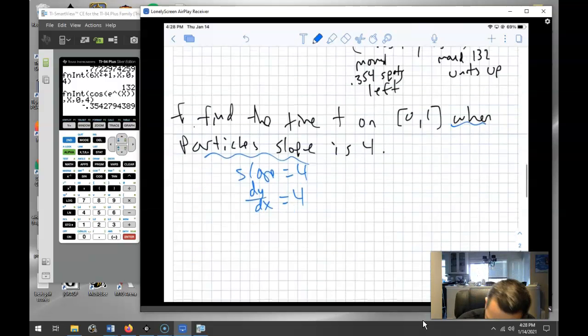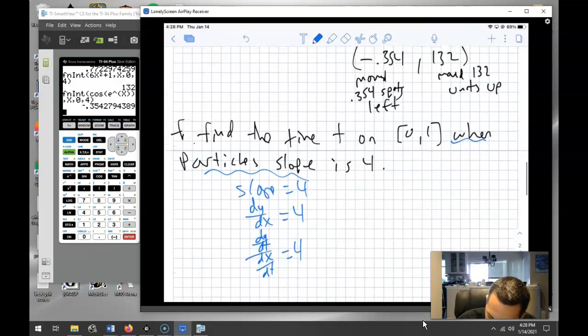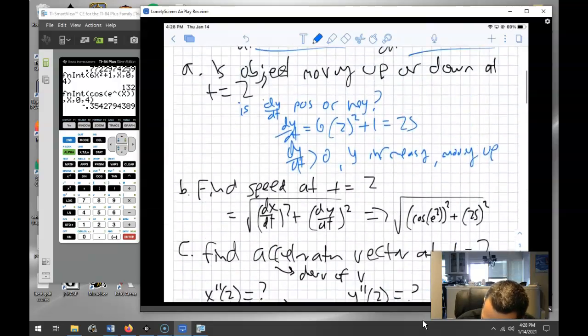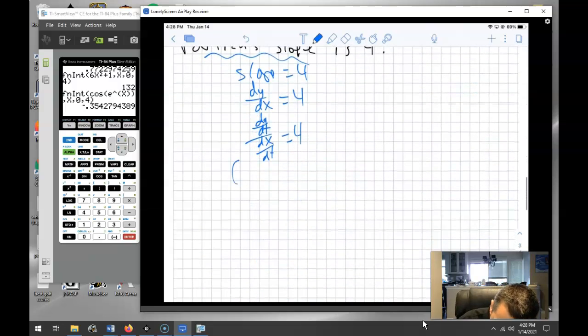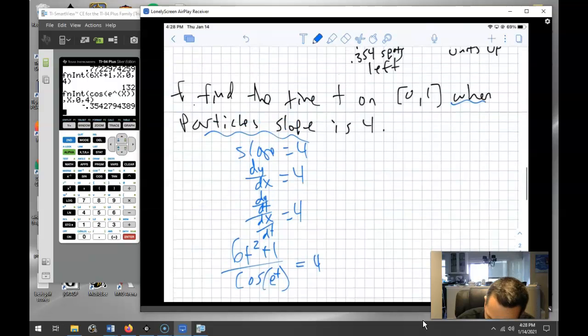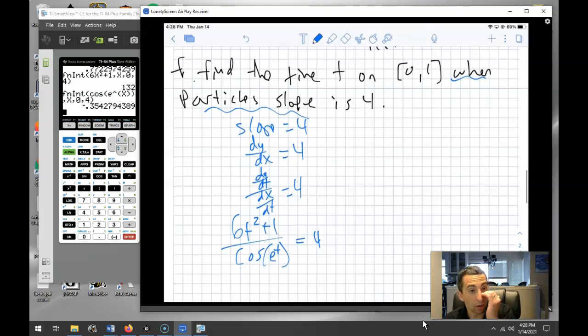Okay, so what that's saying is that my dy dt over my dx dt is equal to 4. All right, so let's plug those equations in. I'm pretty sure I still have 6t squared plus 1. Okay, so that's saying that 6t squared plus 1 divided by cosine of e to the t is equal to 4. Okay, now this is an equation that of course is very difficult to solve by hand.